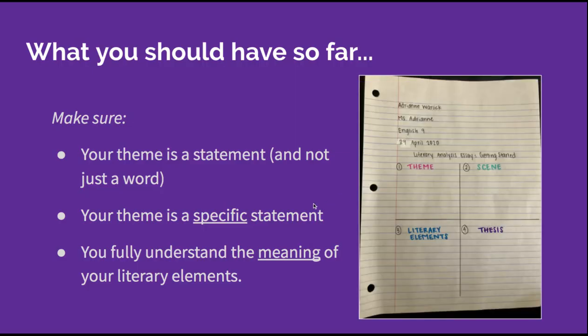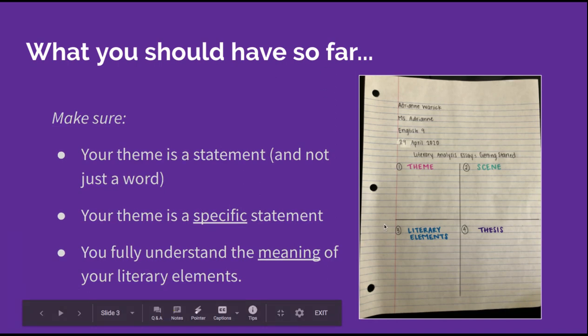So what you should have so far, folks, if you have not completed this right here yet, you need to stop what you're doing and go back to the previous lesson and complete this right here, because otherwise you're not going to know what to put on this assignment. So everything I'm about to say now is assuming you have already completed this first exercise.